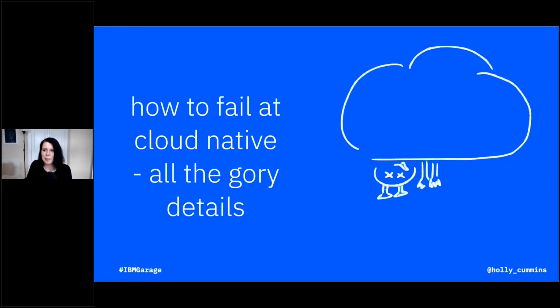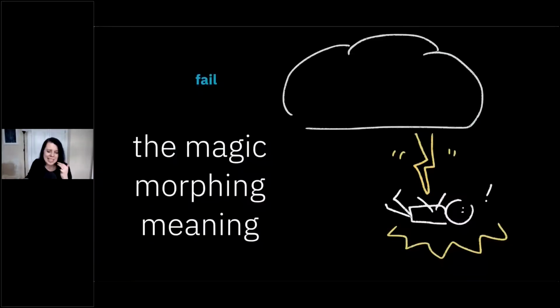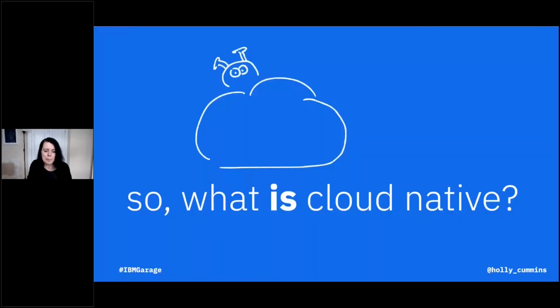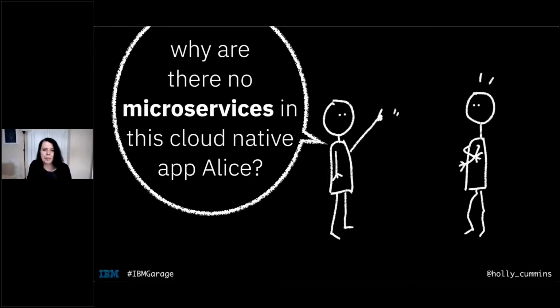So this is a bit more detail about some of the things I talked about already. One is this magic morphing meaning, meaning that depending on who we're talking to, it changes. I mentioned that we've got all these different definitions.